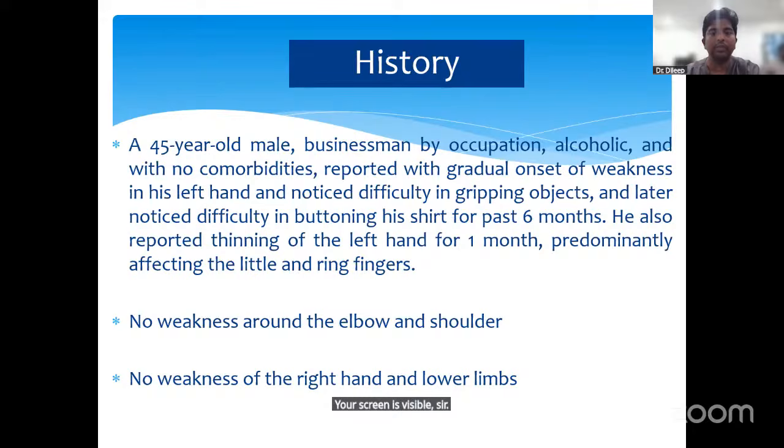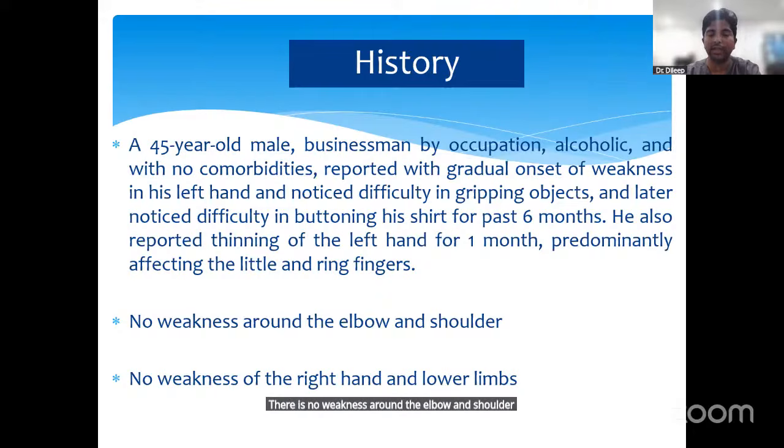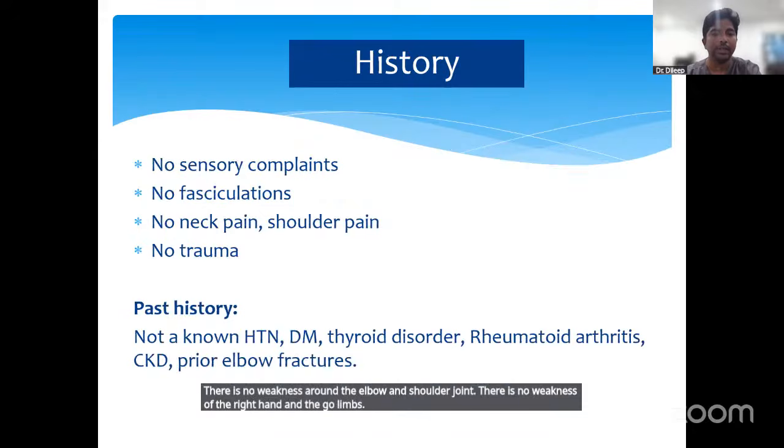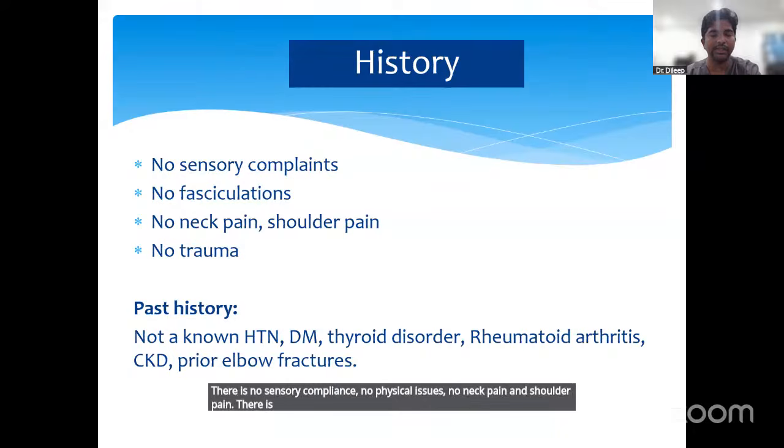He presented with gradual onset of weakness in his left hand in the form of difficulty in gripping objects, and later he noticed difficulty in buttoning his shirt for the past 6 months. He also reported thinning of the left hand for the past 1 month, predominantly affecting the little and ring fingers. There is no weakness around the elbow and shoulder joint. There is no weakness of the right hand and the lower limbs. There are no sensory complaints, no fasciculations, no neck pain and shoulder pain. There is no history of trauma also.